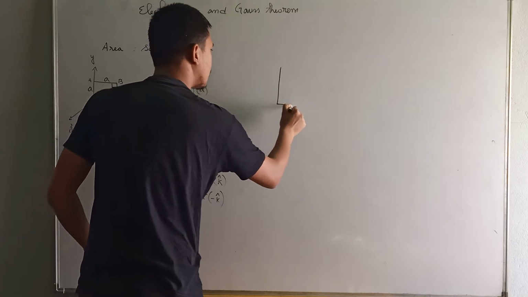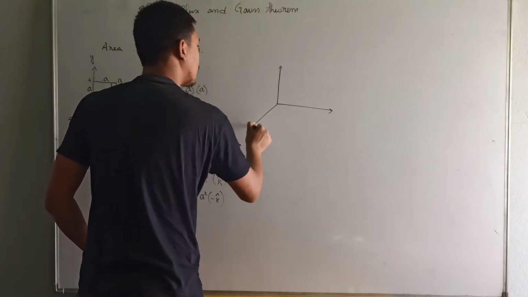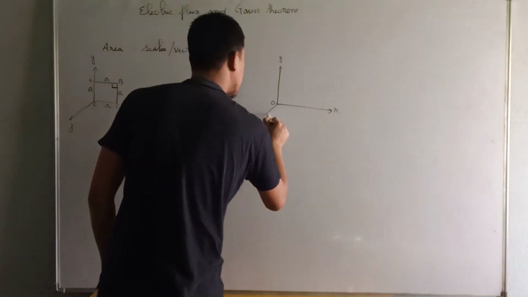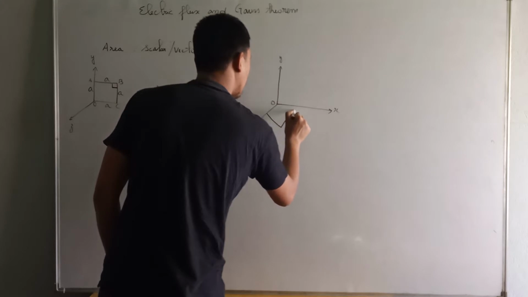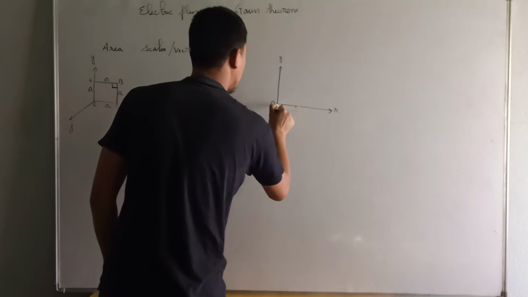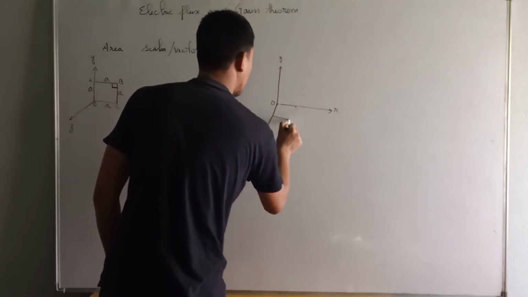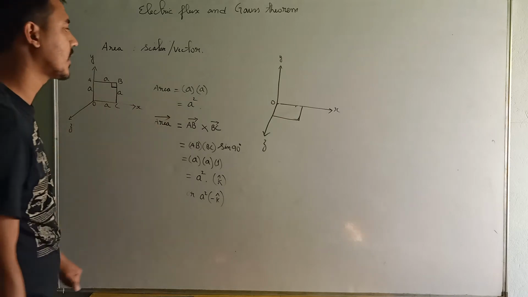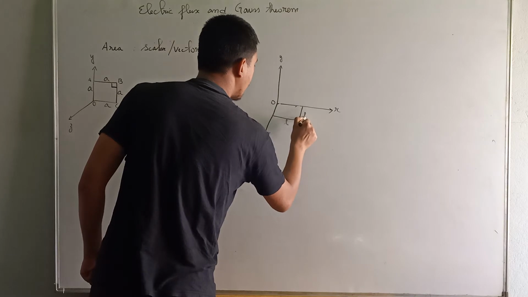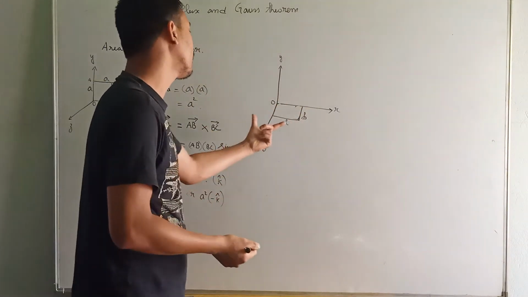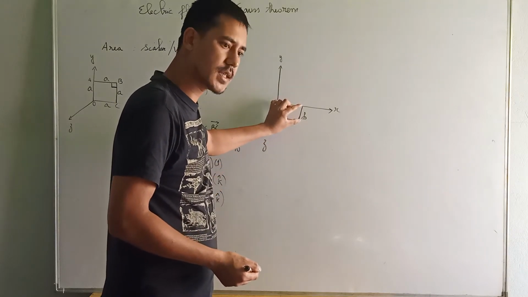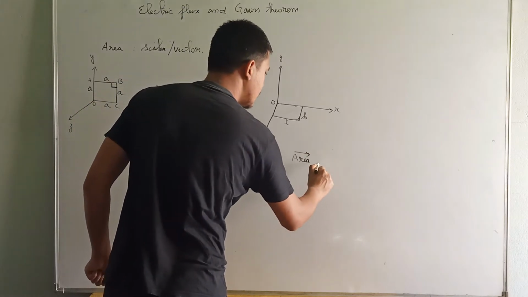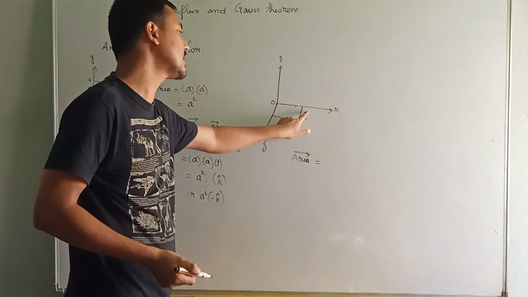Suppose this is your coordinate frame, the x-axis, the y-axis, the z-axis. This is your origin. Suppose I have placed a rectangle in the xz plane with length L and breadth B. The measure of this side is L, the measure of this side is B. Then how will you find the area? Area is a vector quantity, so the area vector is given by the cross product of two adjacent sides of the rectangle, right?